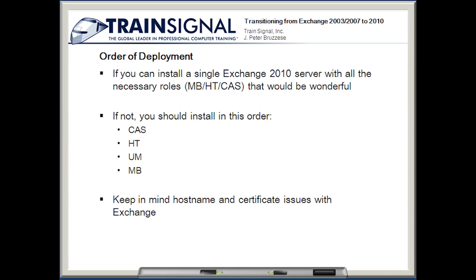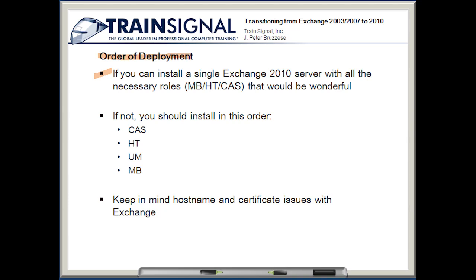Now, as far as order of deployment, this is a very important subject because if you do not install certain roles, then you really won't be able to do the transition. So what would be the best case scenario? Well, the best case scenario would be if you can just install a single Exchange 2010 server with all of the necessary roles. And by necessary, that would be mailbox, hub transport, and client access server. And if you have a unified messaging server to move over, then you'd want to make sure that's installed as well. However, some organizations will want to go with a more staggered approach to deployment.